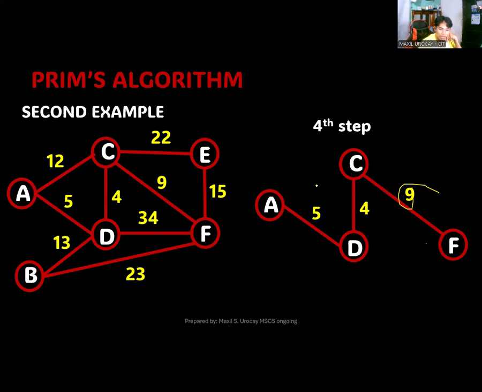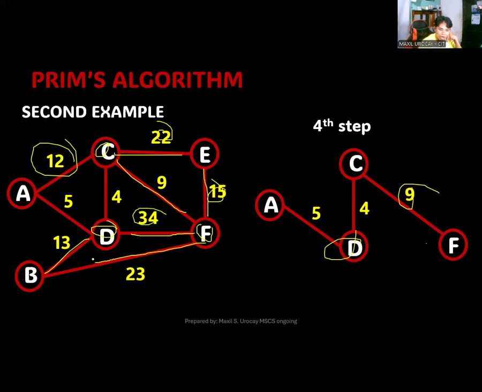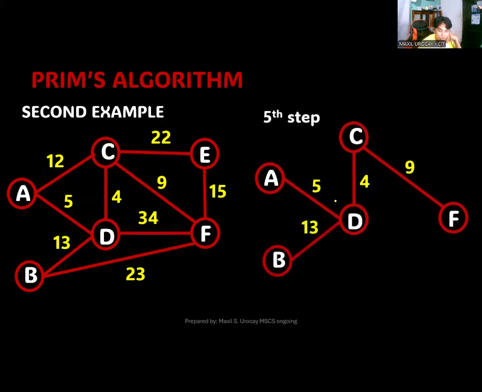Now let's continue to check then. Since we can reject this 12, in your C, let's check first the C. 22 and 9 is already taken. And let's check in your F. So that is 15, that is 34, and that is 23. And for your D, check the adjacent of D, that is 13. So by comparing those, that is 15, that is 22, that is 34, that is 23 and 13. So the minimum right there will be 13, di ba? So in your fifth step, you can choose the 13.